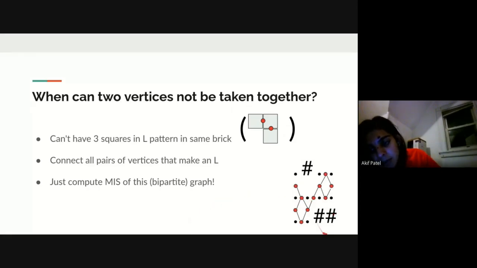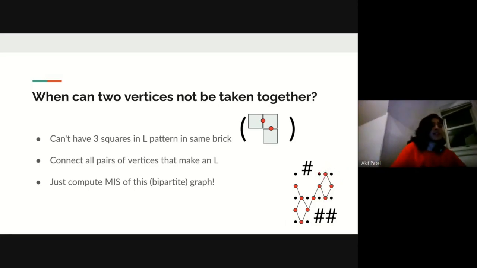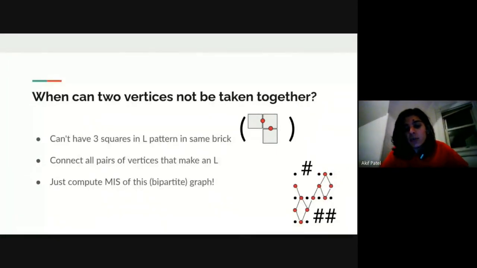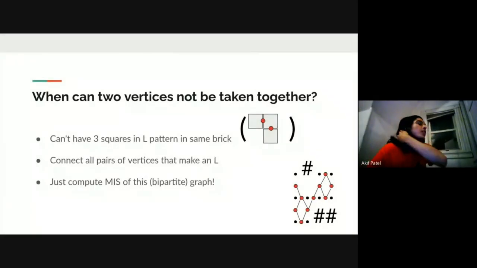So this is an example of that graph. These guys represent an L shape, so we put an edge between them. And for example, these guys represent an L shape, so you put an edge between these two vertices. If we take an MIS of this, that means we've taken only vertices that are not connected by an edge. So those guys don't create an L shape. We never create an L shape, and our bricks are all okay.